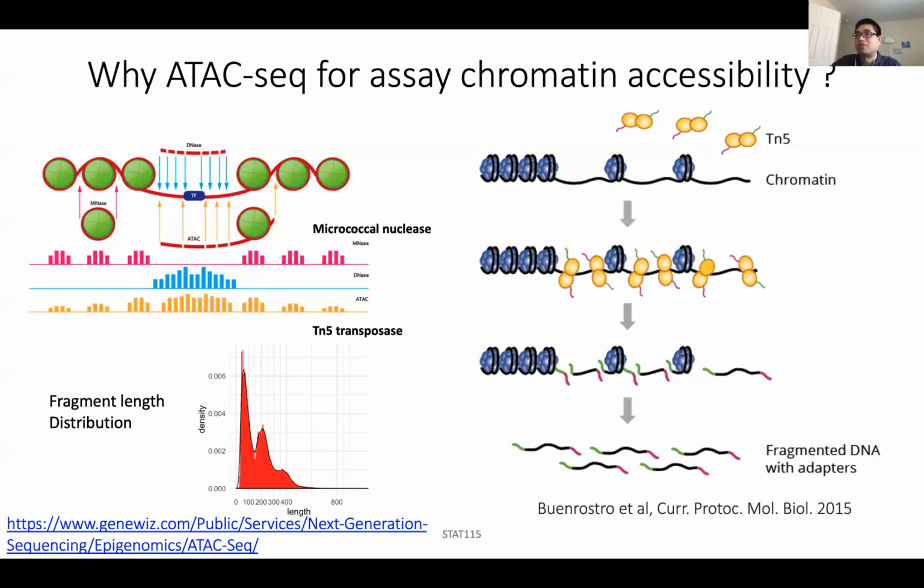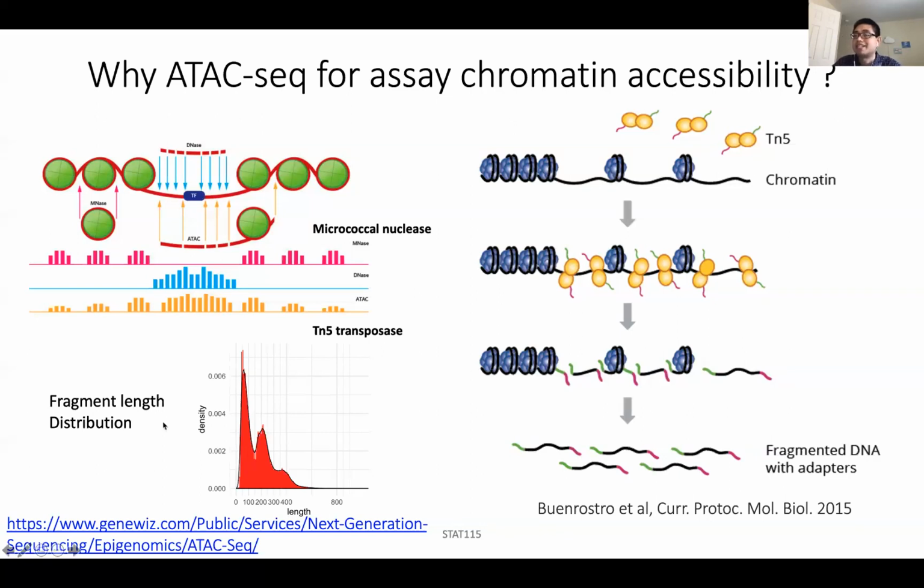TapeStation and check the fragment length distribution. You can do it in the lab, and you will find this pattern. So you should see a peak smaller than 100 base pair, which indicates the open chromatin region. And then you will see a peak at 200 base pair, which corresponds to roughly the length of one nucleosome. And then 400, which corresponds to the two nucleosome lengths.